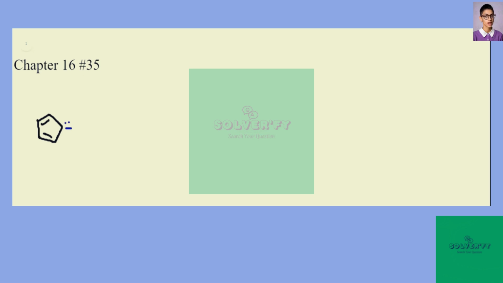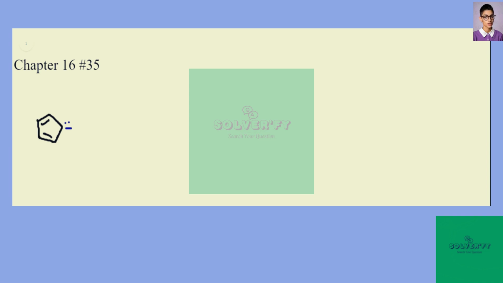This is the answer to Chapter 16, problem number 35 from the Smith Organic Chemistry textbook. In this problem, we are asked to explain why the cyclopentadienide anion gives only one signal in its carbon-13 NMR spectrum. In order to answer this, we're going to draw all the resonance structures for this molecule.